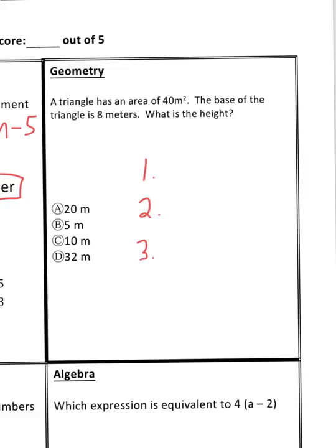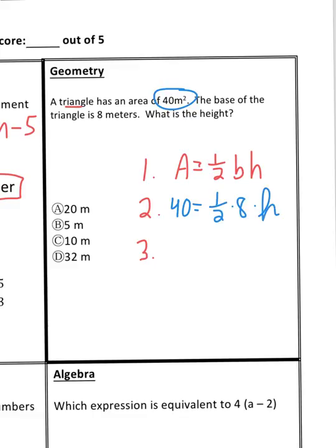Let's see. First off, since we're talking about a triangle, its area is half times base times height. Next, some substitution. It says the area is 40 square meters, so 40 goes in for A. Half times the base is 8 times the height we don't know, so that stays a variable. Next, we're going to do a little bit of simplifying. Remember this here, you have to simplify the half times 8, which is 4. So I have 40 equals 4 times h.